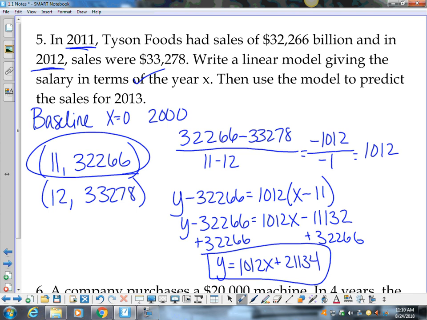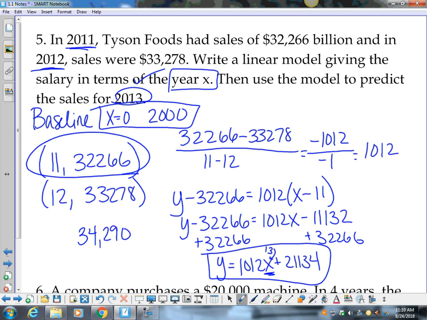Then it says use the model to predict the sales for 2013. Okay, well remember x is years, so right there are my years. 2013, but remember you baselined it. So I'm going to plug a 13 in for x. So I'm going to do 1012 times 13 plus 21,134, and you're going to get $34,290, and that's in billions. So $34,290 billion in 2013.